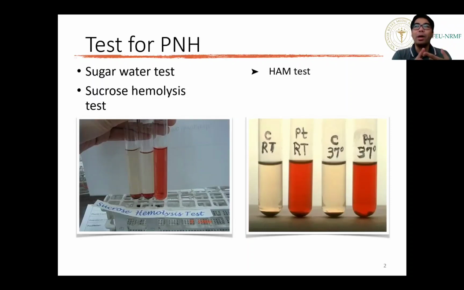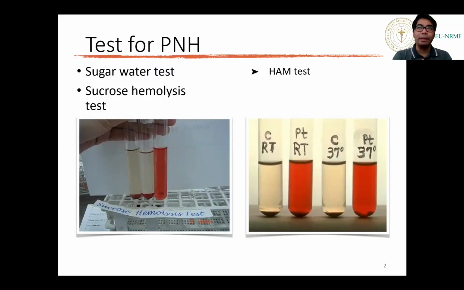Kaya meron tayong type 1, type 2, and type 3. Now, ano ba yung membrane protein na wala o maaaring kulang doon sa membrane ng red blood cell? That is the GPI protein, or to be specific, the GPI-linked proteins. So, if you don't have these GPI-linked proteins, then eventually the GPI protein, which should be situated in the membrane of the red blood cell, will also be affected.